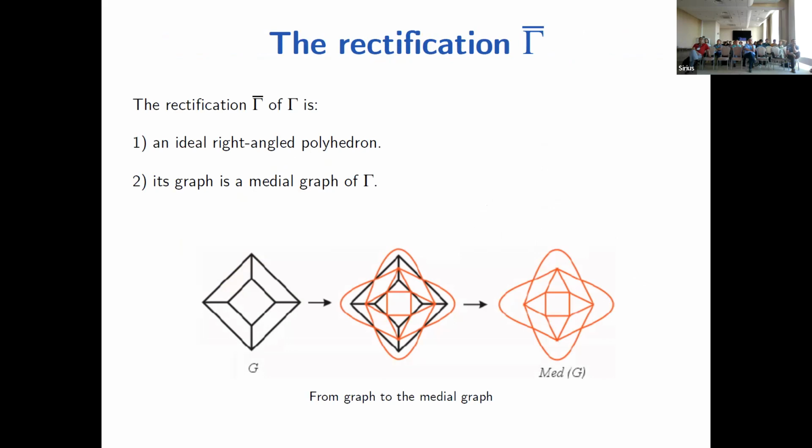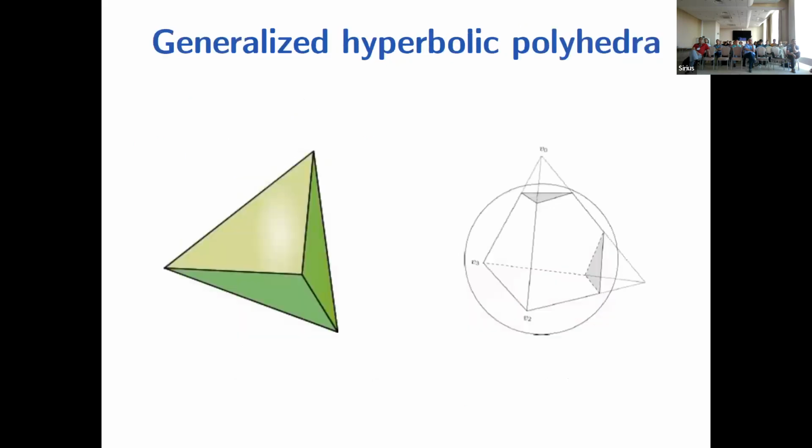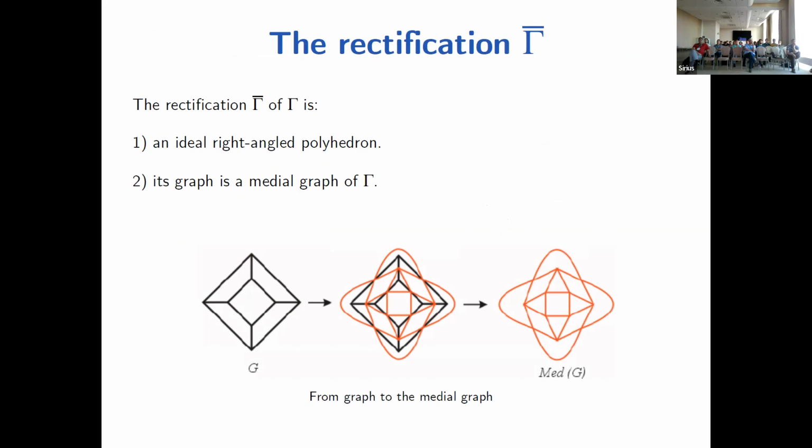The volume of this polyhedron is equal to the supremum of volumes. Informally, it appears when, as in this picture, we suppose that all vertices are superideal or hyperideal, and we try to push them further away to make the volume larger, to the point where each edge intersects the hyperbolic space only once. Then we consider truncation, and the rectification appears. Formally, the rectification is an ideal right-angled polyhedron, and its graph is the medial graph of the graph gamma.